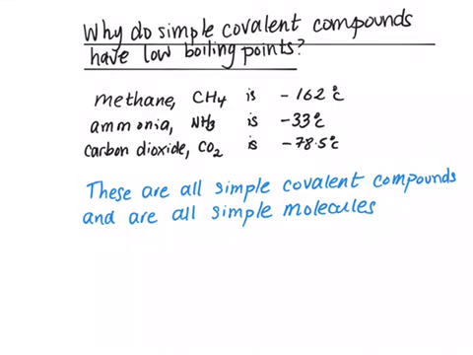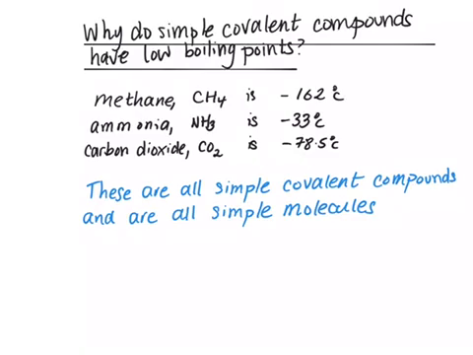Why do simple covalent compounds like methane, ammonia and carbon dioxide have such low boiling points compared to ionic compounds? So the boiling point of sodium chloride, which is ionic because it's made of sodium, which is a metal, and chloride from chlorine, which is a non-metal, is over 1400 degrees C.